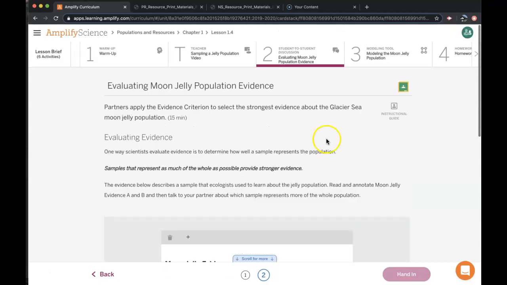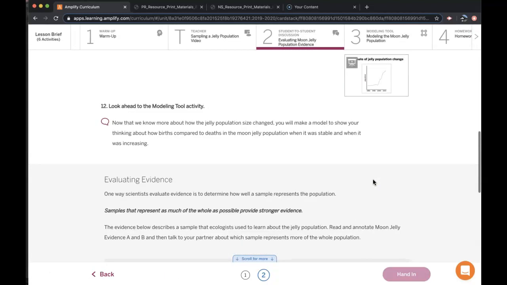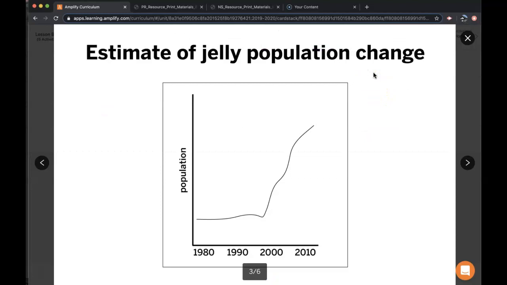So if we take a look at the graph a little bigger so you can see it better, we can see that it's not really changing from 1980 up to about 2000. The population stayed relatively stable. It did not change before 2000, but after 2000, the population has increased.